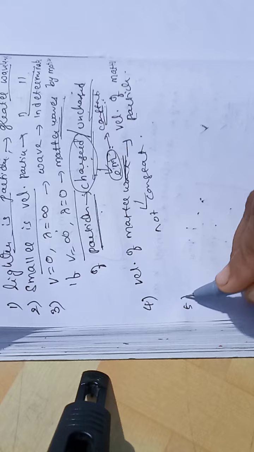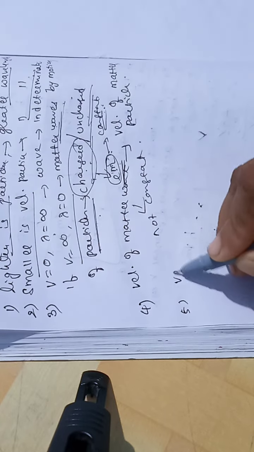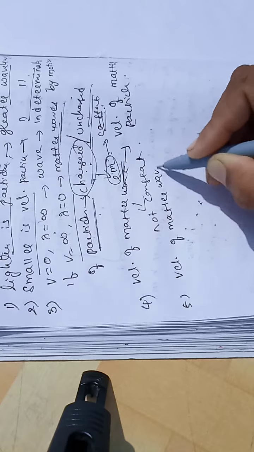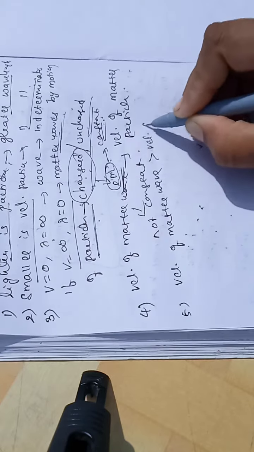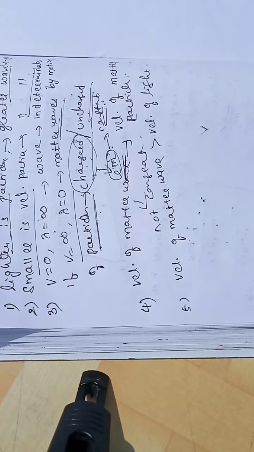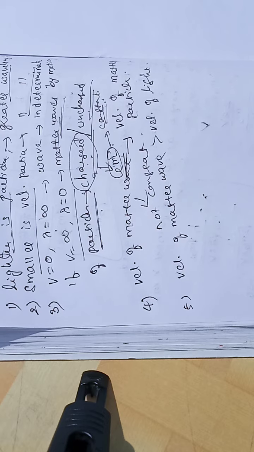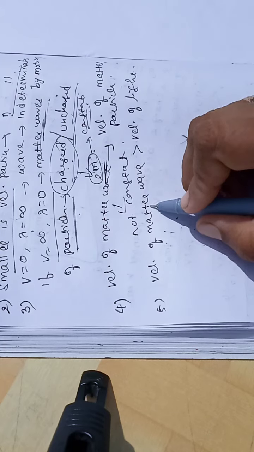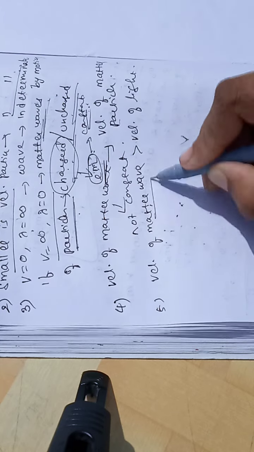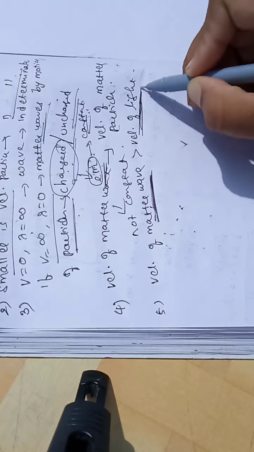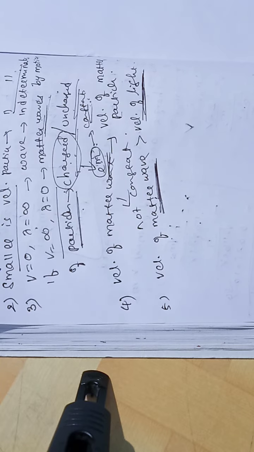Now the fifth property says that the velocity of matter wave is greater than the velocity of light. Now let us see whether this statement is correct or not. What are we saying? The velocity of matter wave is greater than the velocity of light. Let us see whether it is right or wrong.